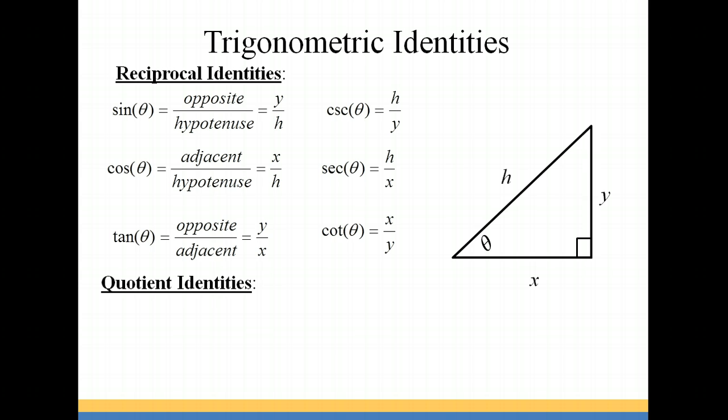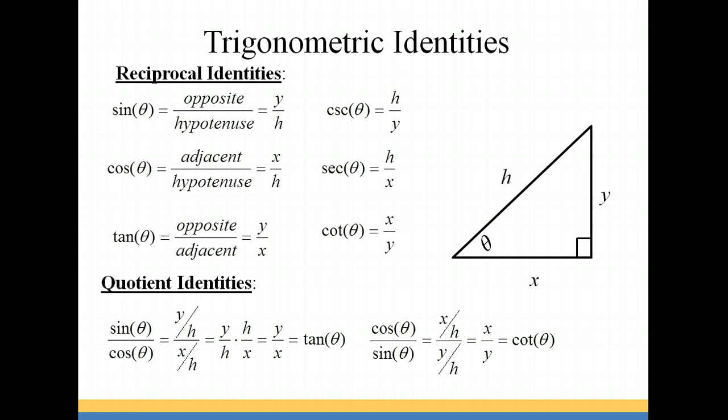Next, we'll talk about the quotient identities. The sine divided by the cosine is going to give us y over h divided by x over h. Then simplifying the complex fraction, we get y over x, which is the same as the tan. So the tan is equal to the sine divided by the cosine.